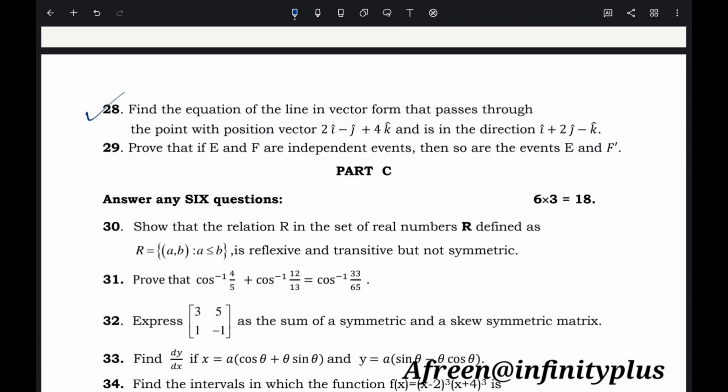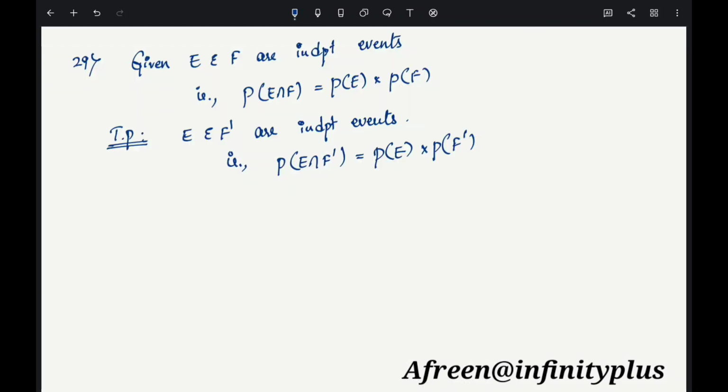So next we have the 29th question, which is: prove that if E and F are independent events, then the events E and F dash are also independent. They have given that E and F are independent events. You have to prove that E and F dash are independent events. So let's move on to solve this separately in the answer.